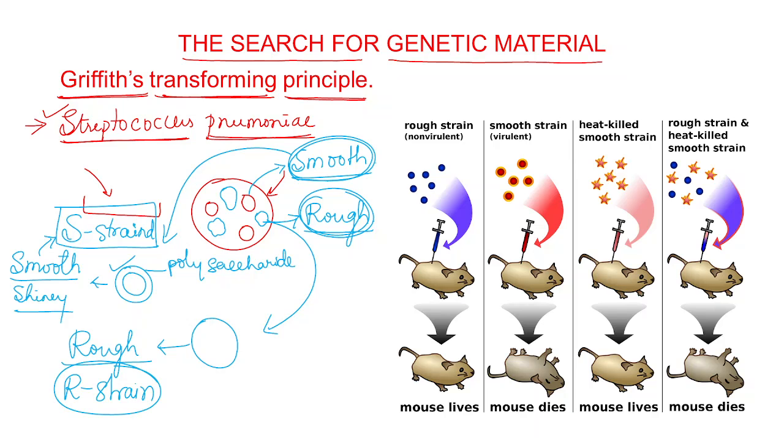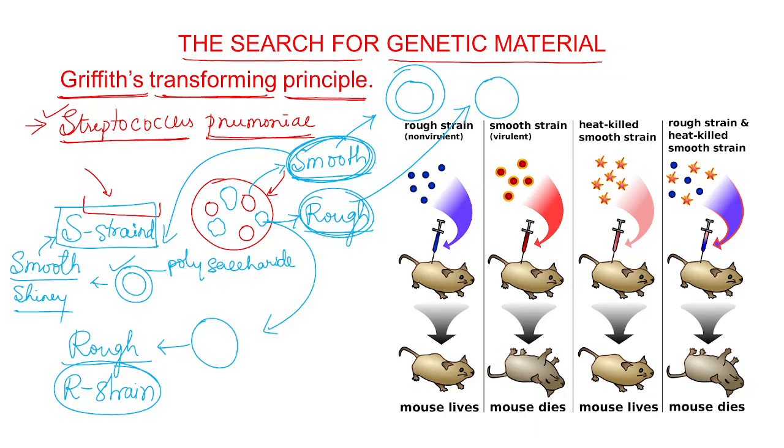He was culturing the Streptococcus pneumoniae bacteria, and in the petri dish he observed two different types of colonies. Some colonies were smooth and shiny and other colonies were rough. He observed the bacteria from the two different colonies separately and found that the bacteria belonging to the smooth and shiny colony had a polysaccharide coat on them, but the rough colony bacteria did not have any polysaccharide coat on them.